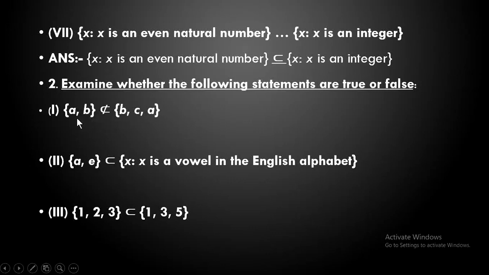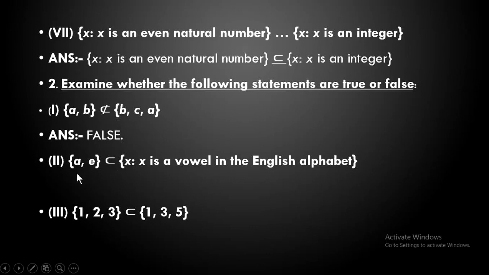The first set, it says that set A, B is not a subset of the second one. Now if you see, the second one consists of A and B and the first one consists of A and B. So the first one is actually a part of the second one, but they have given that it is not a subset. So this statement is false because the first one is a subset of the second one. So the statement is false.